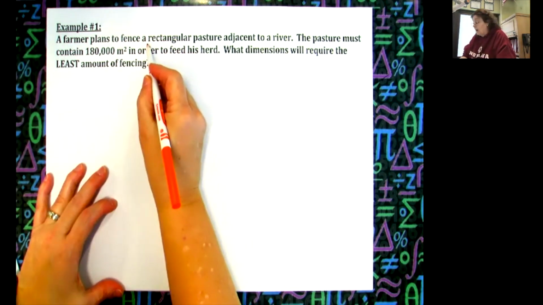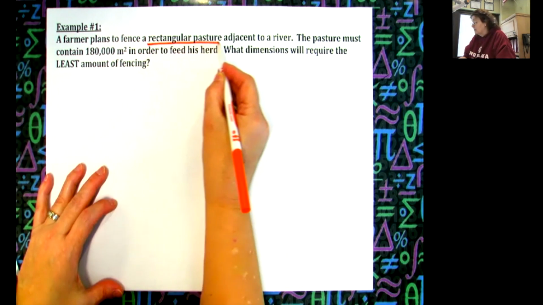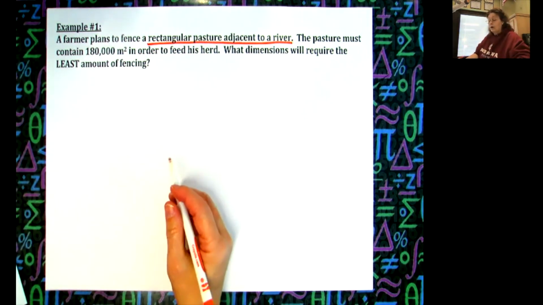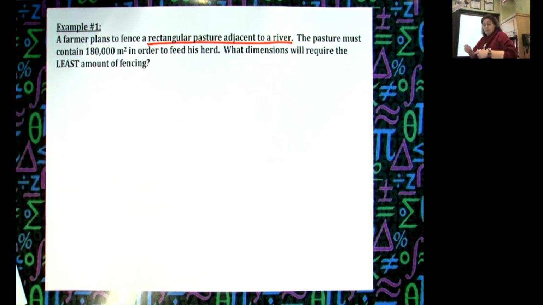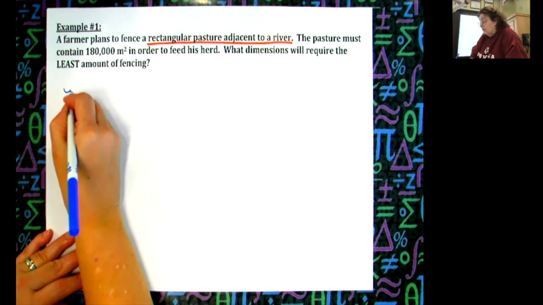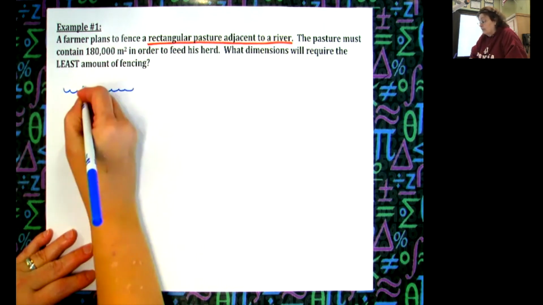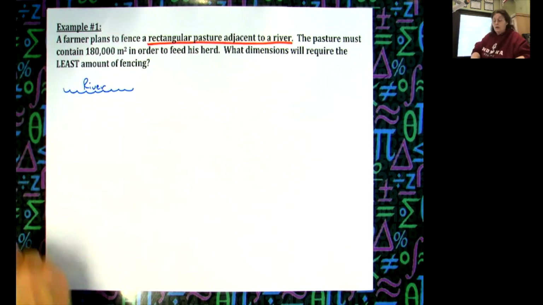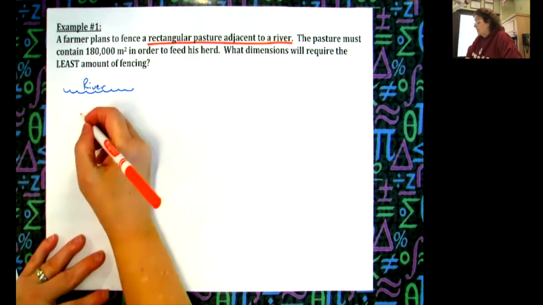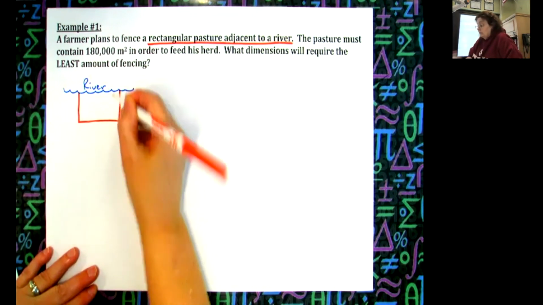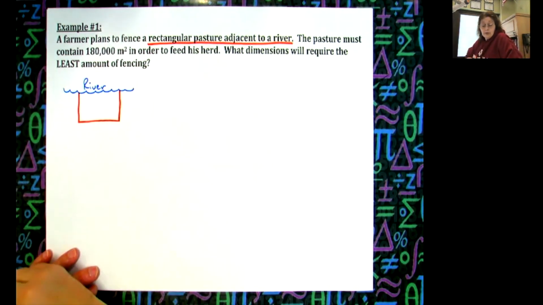Rectangular pasture adjacent to a river. That's going to set you up for what your picture is going to look like. So let's say here that that's my river. Rectangular pasture, adjacent to the river, so I'm going to have a rectangle. Pretty much there's my picture.